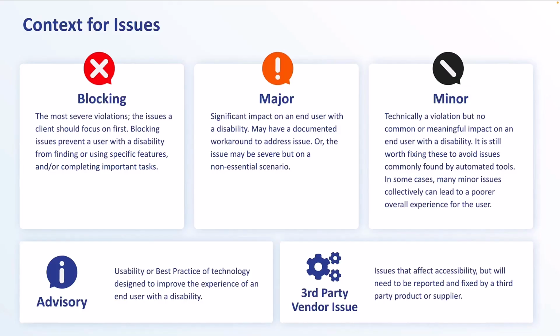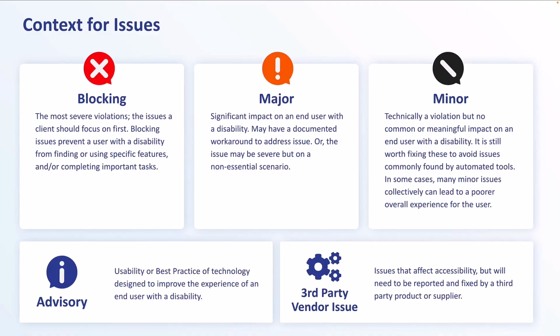When we work with you, Equal Entry's process for reporting accessibility issues is to classify them into 5 categories: blocking, major, minor, advisory, and third-party vendor issues. Blocking issues are the most severe. These are the problems you should address first because they prevent a person with a disability from completing a critical task or using a key feature of your application. For example, if someone can't finish a required step in a form or process, that would be a blocking issue.